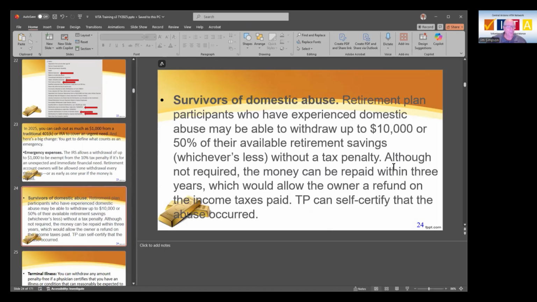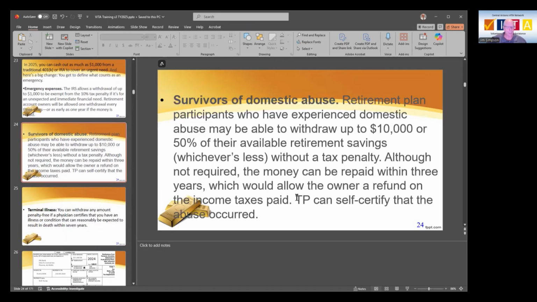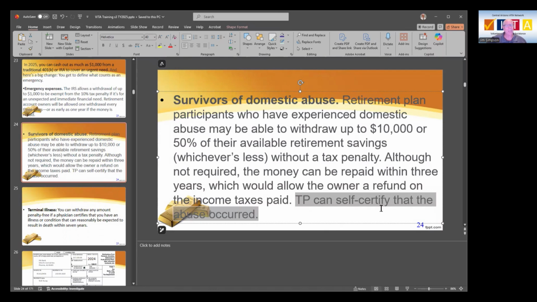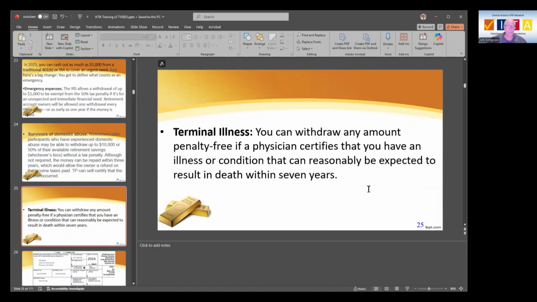Again, survivors of domestic abuse can take out a chunk of money out of there, right? It's limited to 50% of the account. And again, they may have to pay tax on it, but they won't have to pay the 10% early withdrawal penalty. And oh, here's a little note here. The taxpayer can self-certify that the abuse has occurred. Same thing with the emergency expenses. We don't need to see receipts for them. I would tell them, if they're claiming that, make sure they document something in case they get audited, right? But we take them at their word. There's another one for terminal illness if you're expected to result in death in 7 years.